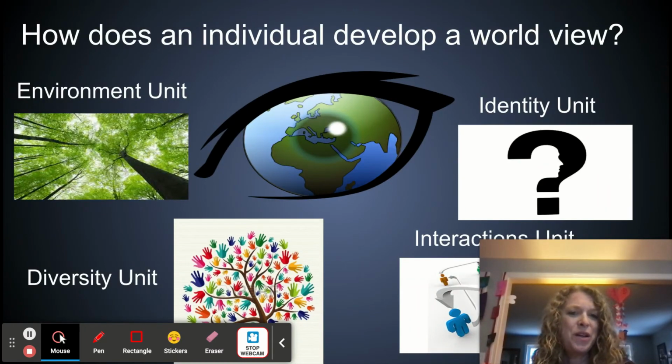So, the overarching question that we ask all year is, how does an individual develop a worldview? You can see from these 4 units that there are lots of different ways that a worldview is created. And so each of these units is a case study where we look at a different region and then apply these questions. How would the environment shape somebody's worldview? How might someone's identity shape their worldview? How about their membership in diverse groups? How about interactions with others?